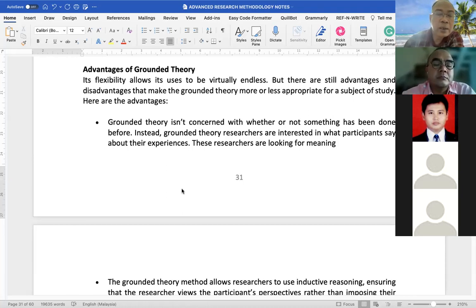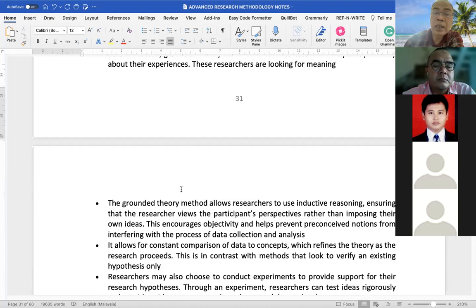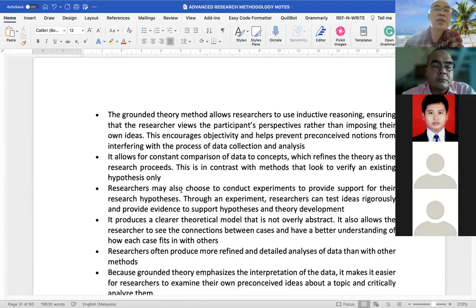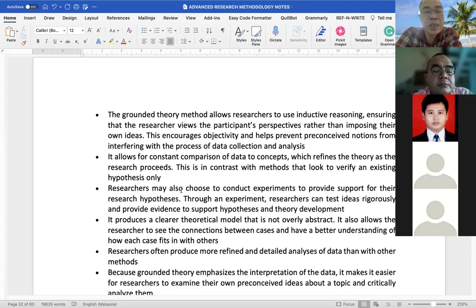Itu contohlah. The grounded theory method allows researchers to use inductive reasoning. Bermaksudnya researcher itu dia belum ada teori tetapi dia pergi mencari data dan daripada data itu dia akan membentuk teori ataupun hubungan. Okay. It allows for constant comparison of data to concepts. Researchers may also choose to conduct experiments. So macam-macam lagi lah. So basically itu grounded theory. Kita akan pindah ke quantitative research pula.